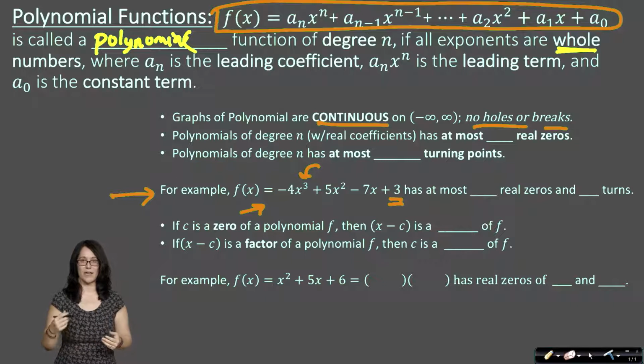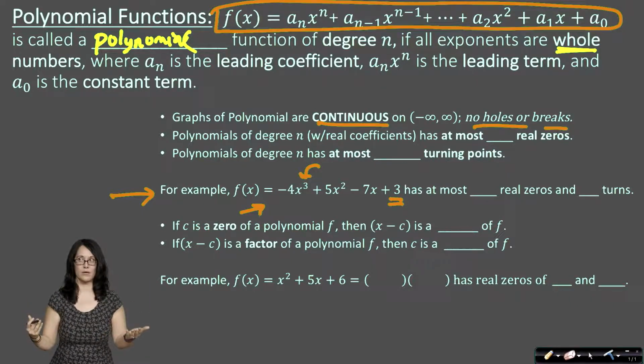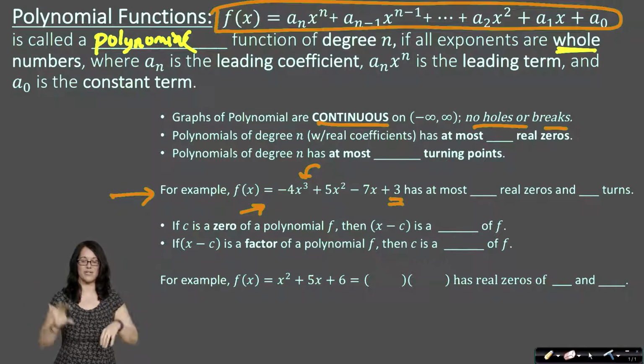Similarly, what if you had a negative exponent, like x to the negative 1? Well, that would just be 1 over x, which is rational. That breaks apart at 0. So those, again, are examples of why we need to have whole numbers for our exponents. Okay, so I beat that horse. Let's get to our second cool fact about polynomials.